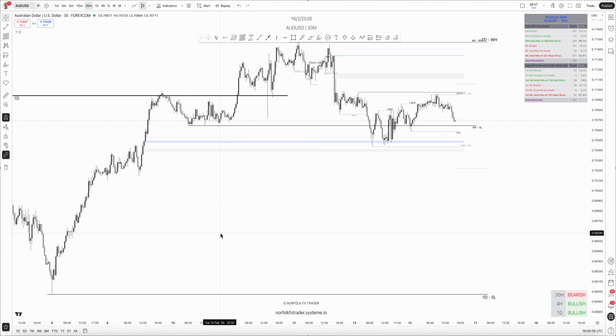When using the companion tool, it's going to instantly plot it in seconds. It's also going to give you information to look for those stats, whether you should be trading a change of character or just trading that second break of structure.